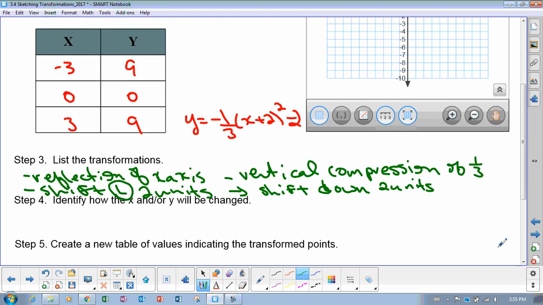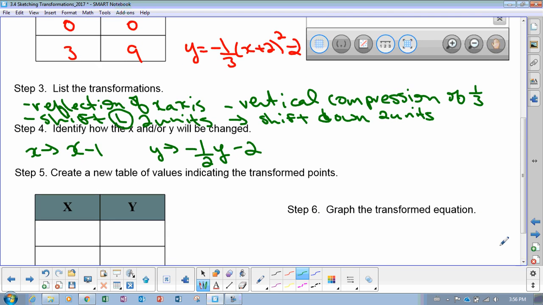So now I'm going to translate that into equations. So the x has been transformed this time. So x this time, because I'm moving to the left, is going to be x minus 2. The y, I have to reflect it. I have to compress it. So that's why I'm going to multiply by negative 1/3. So think of PEMDAS. We always do multiplication before we do addition and subtraction. And then I have to subtract 2. So that's what my new table is going to be structured from. So I have x minus 2 and negative 1/3 y minus 2.